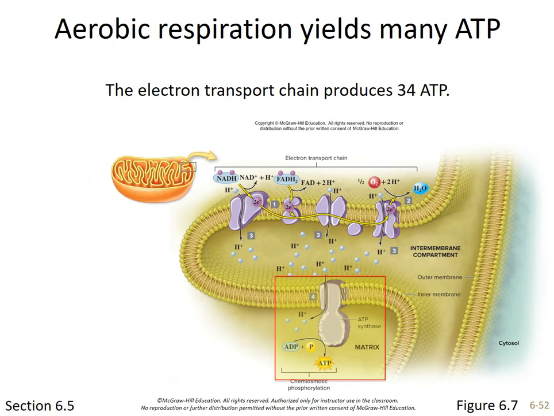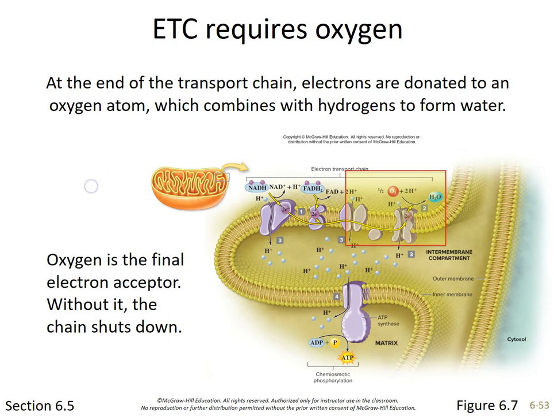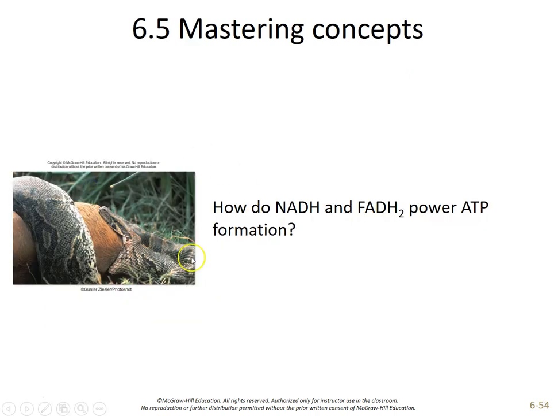Aerobic respiration yields many ATP. 1 molecule of glucose through the electron transport chain, after glycolysis and then the Krebs cycle, is 34 ATP. The ETC, or the electron transport chain, requires oxygen. At the end of the transport chain, electrons are donated to an oxygen atom, which combines with hydrogens to form water. Oxygen is the final electron acceptor. Without it, the chain shuts down. Okay.